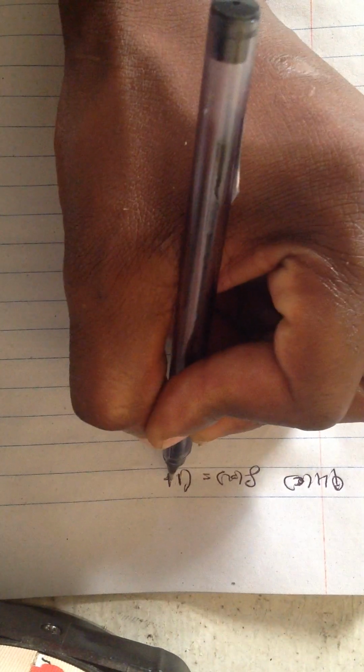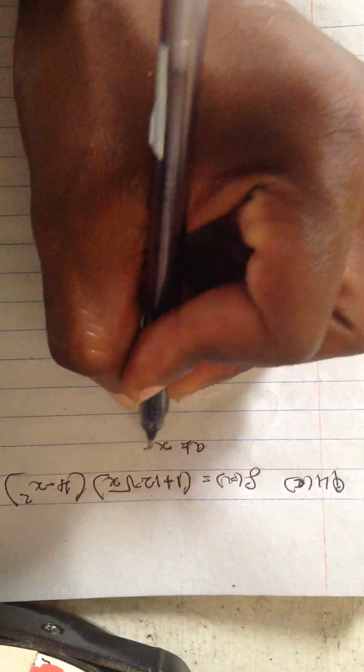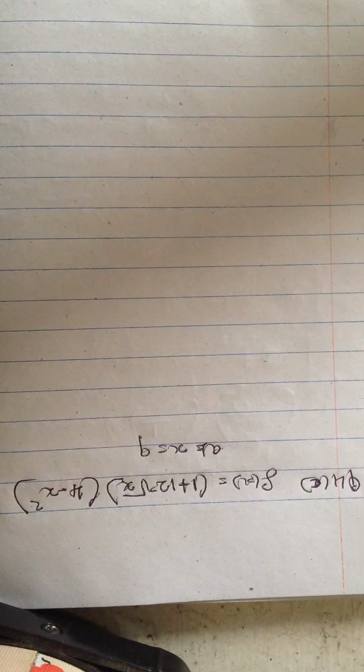We have our f of x here, which is equal to (1 plus 12 the square root of x) times (4 minus x squared), at x equals 9. Okay, so this is the question, guys. If you know how to solve this, you can pause the video and do the calculations. Then at the end, try by all means to compare the answer.